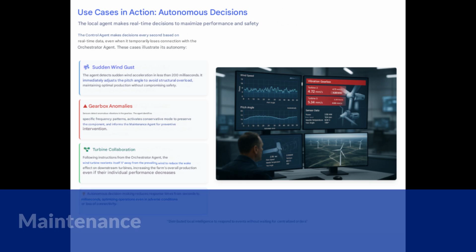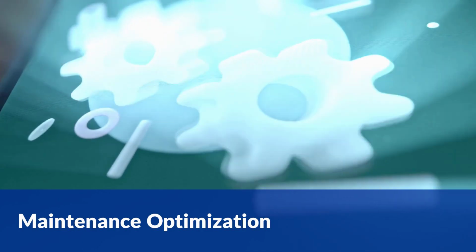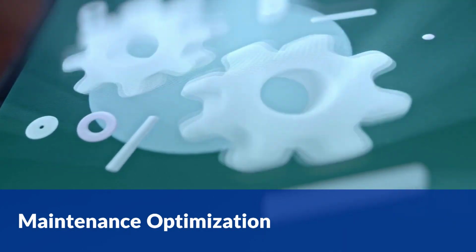It interacts with the orchestrator agent to execute global commands and report their status. The orchestrator coordinates strategic decisions affecting multiple turbines, ensuring harmonized operation of the farm.